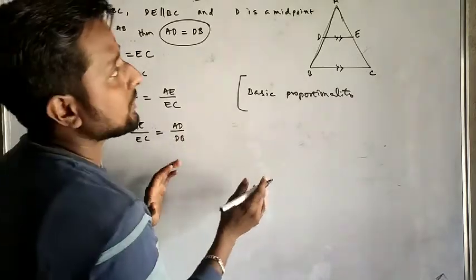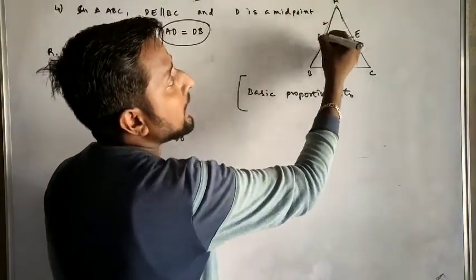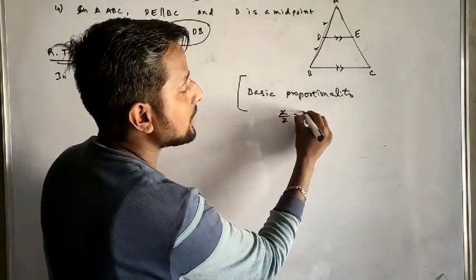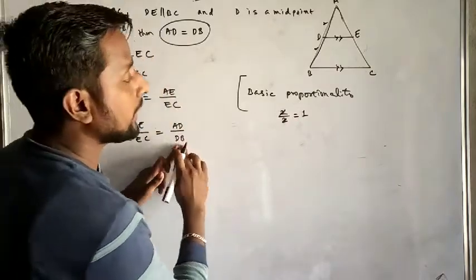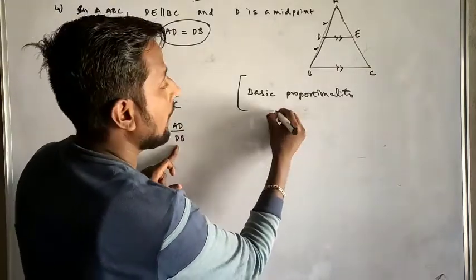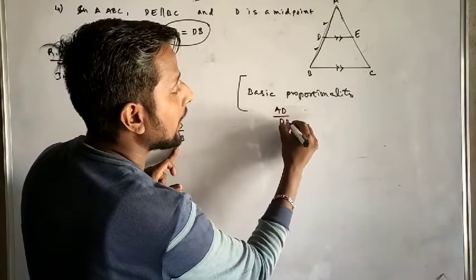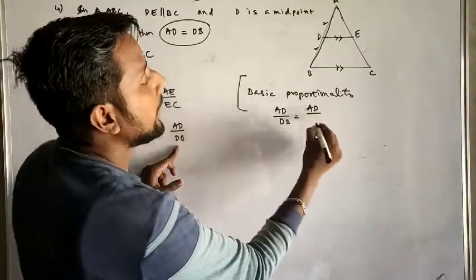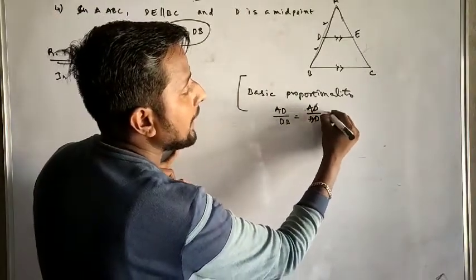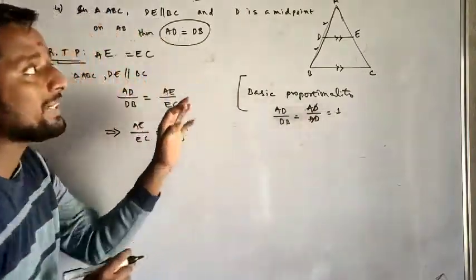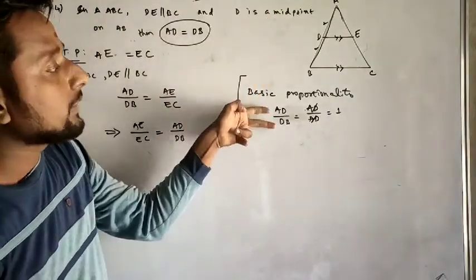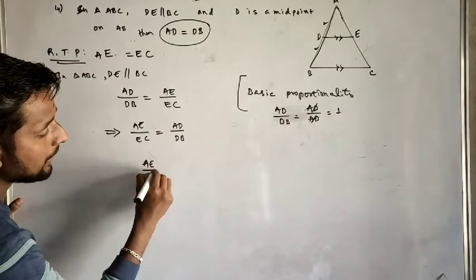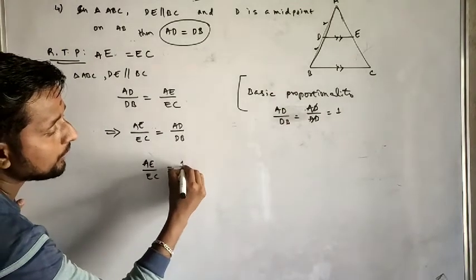Just imagine, for example, if I say the AD part is 2 and the DB part is also 2. If I write 2 by 2, after cancellation it is 1. Correct? And look at the ratio AD by DB. If AD and DB are equal, when it cancels, the answer is 1. So when D has divided the side as a midpoint, the ratio is equal to 1. So we'll write AE by EC is equal to 1.